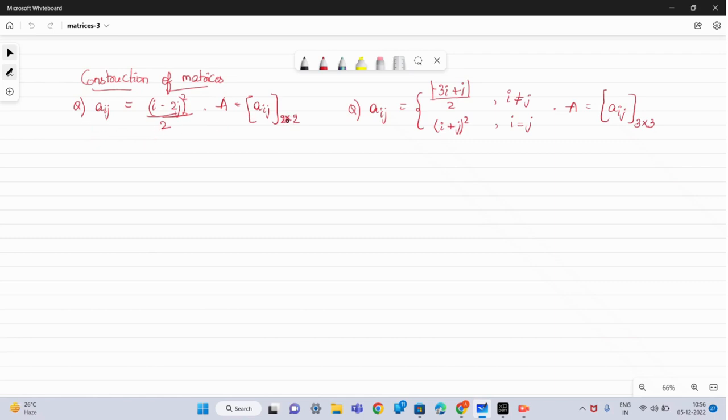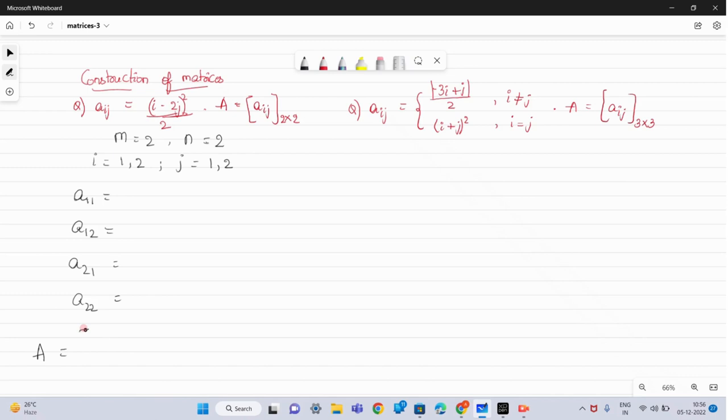So it's given as 2, 2. That means m is 2 and n is also 2. So what are the possible values of i and j? i can have possible values 1, 2 and j also has possible values 1, 2. So for aij, we need to find a11, a12, a21, a22, so that we'll get a matrix.